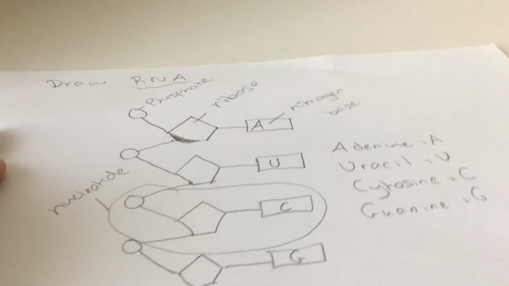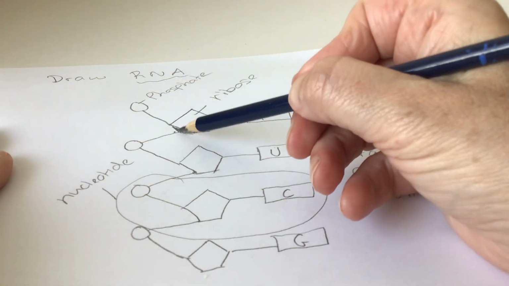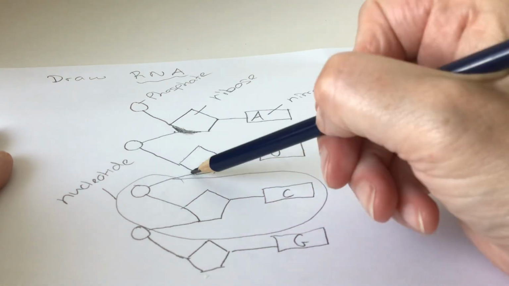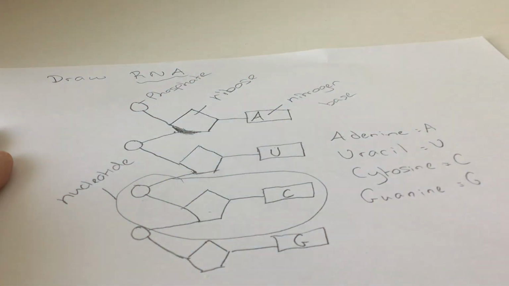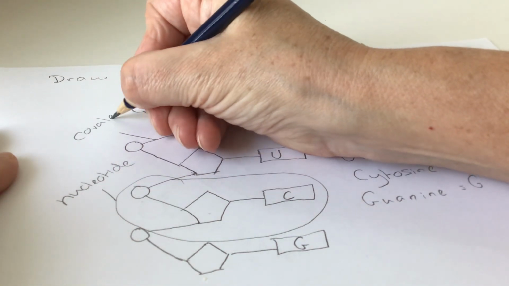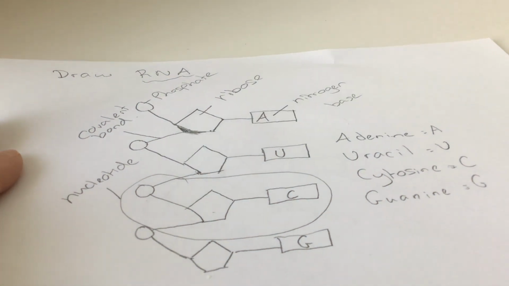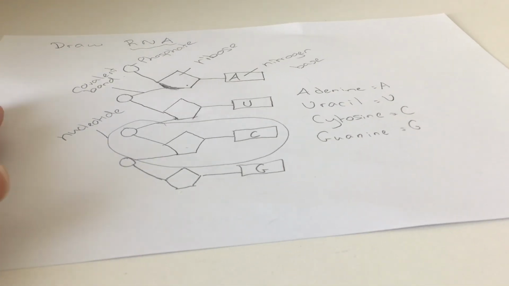There is one more thing that we can actually label. These bonds going from the 3rd carbon to the phosphate group here, these are covalent bonds, so I could label that covalent bond, or you could say it's a phosphodiester bond. There's your finished piece of work, finished.